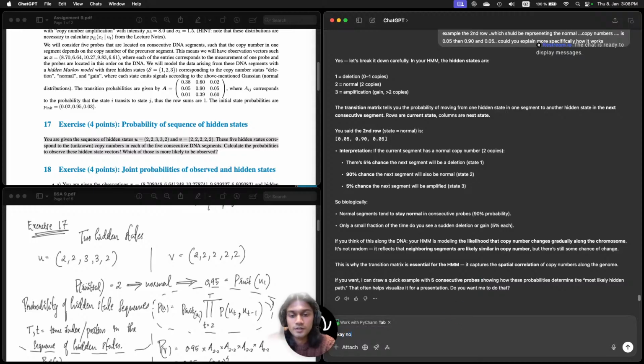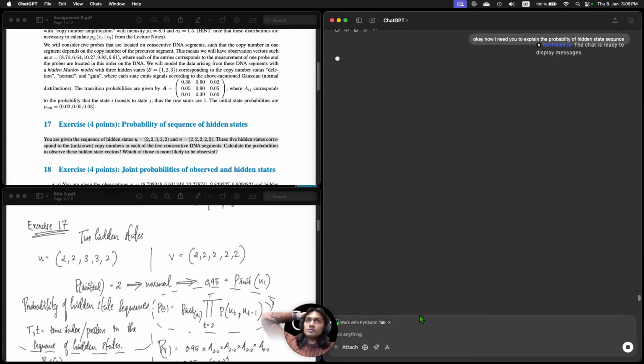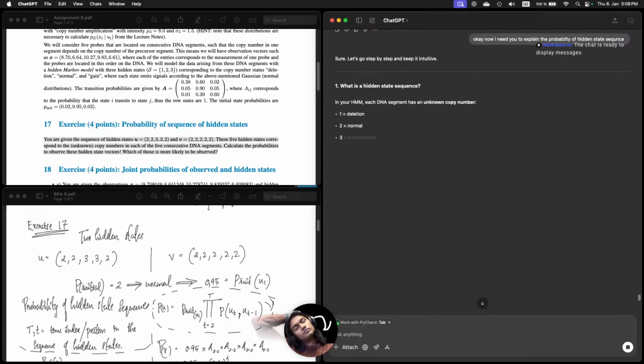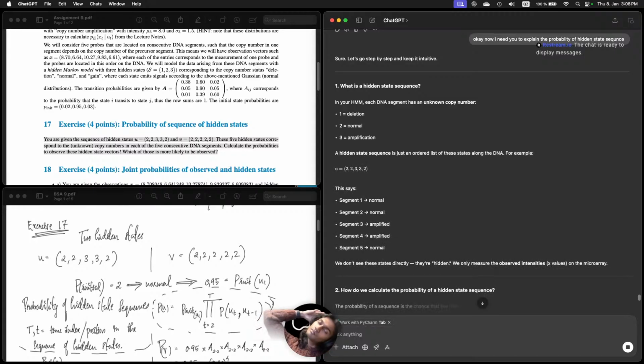Okay. Now I need you to explain the probability of a hidden state sequence. What is a hidden state sequence?